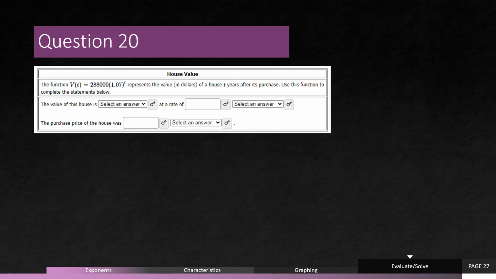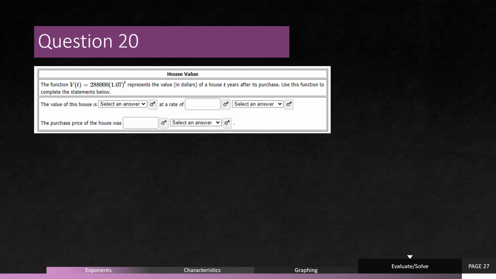So this is question 20. This is done a similar way. You've been given a function which you could pop into the calculator right there, and it represents the value in dollars of a house t years after its purchase. So t equals 0 is when they bought it. Use this function for the statements below.